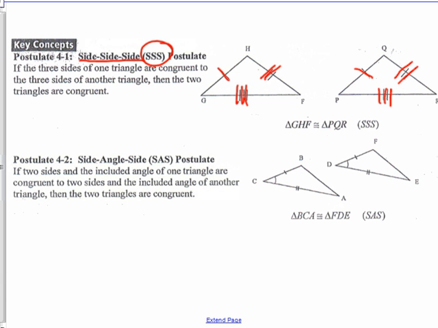If we have two triangles like the next ones, triangle BCA and triangle FDE, we see that there's a congruent side here, there's a congruent side here, and then they have a congruent angle. That angle is between the two sides. It's included between the two sides. That means that angle touches both those sides. Included. If they are congruent that way, we say that they are congruent by side angle side, or SAS.